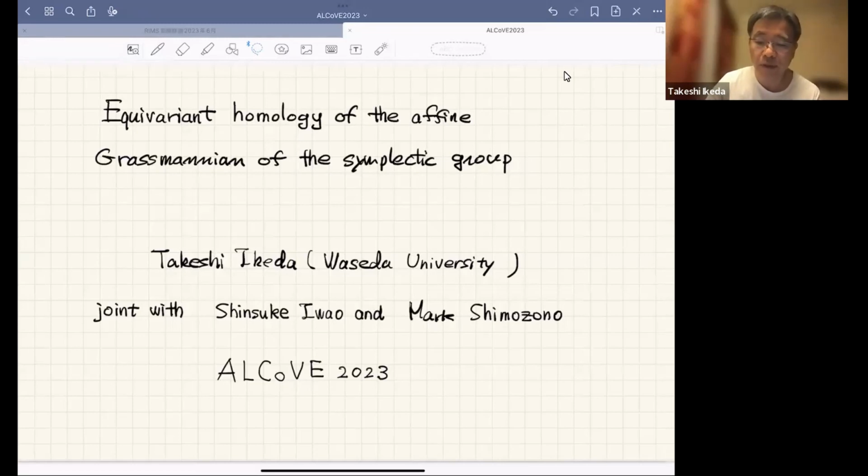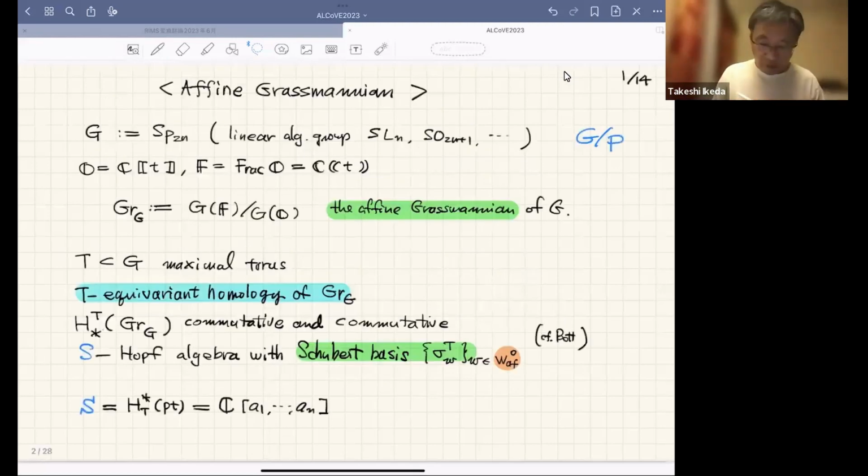So let me explain the basic definition of the affine Grassmannian. Our basic example is Sp, the symplectic group, but some of the basic parts can be applied to any linear algebraic group like SL or SO. Here O is just the ring of formal power series in one variable, and F is its fraction field.